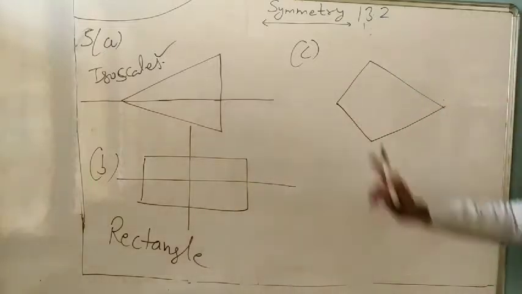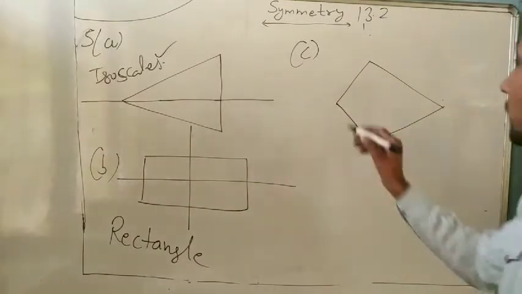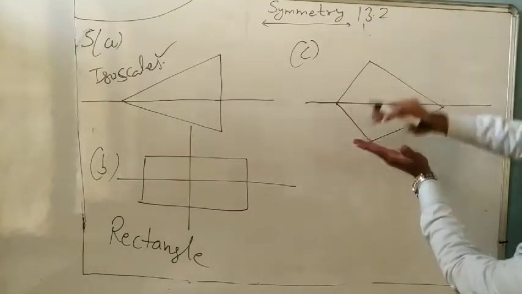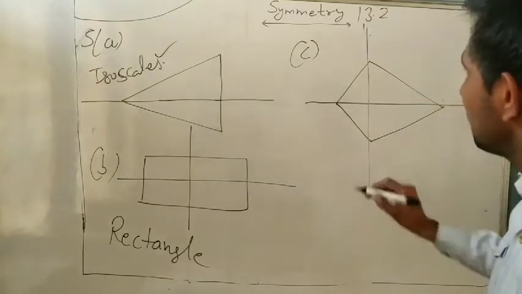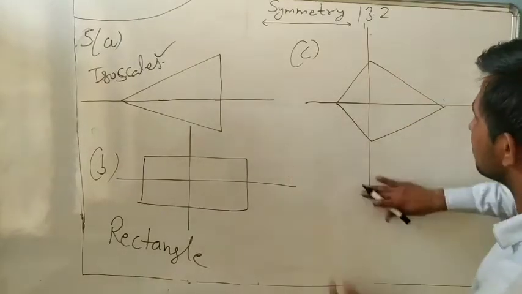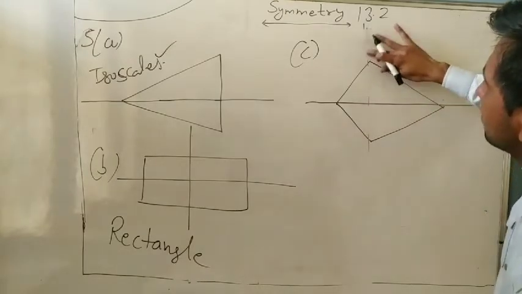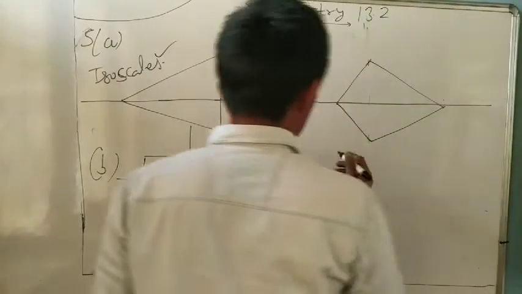This figure, how many sides? 1, 2, 3, 4. We have to check only the vertical line of symmetry. Yes, it is vertical. When we fold, does it cover or not? And next, vertically it is also no. In vertical, this one side. So it is not a line of symmetry. So you can give its name. Its name is trapezium.